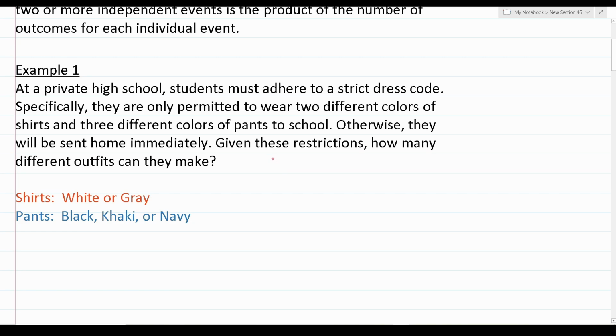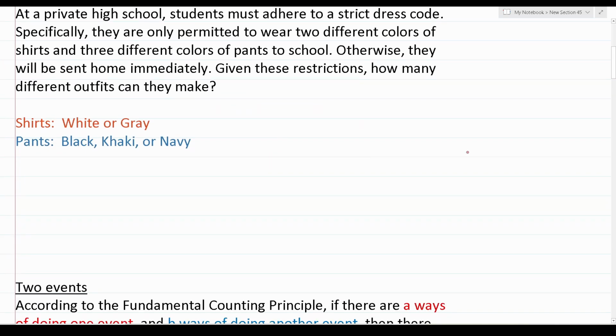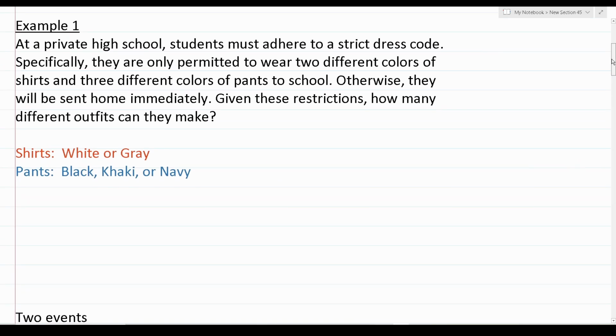Our first example says, at a private high school, students must adhere to a strict dress code. Specifically, they are only permitted to wear 2 different colors of shirts and 3 different colors of pants to school. Otherwise, they'll be sent home immediately. Given these restrictions, how many different outfits can they make? All right, so generally, people would solve this problem by creating a little tree diagram rather than using the fundamental counting principle. So let's go ahead and see what that would look like.